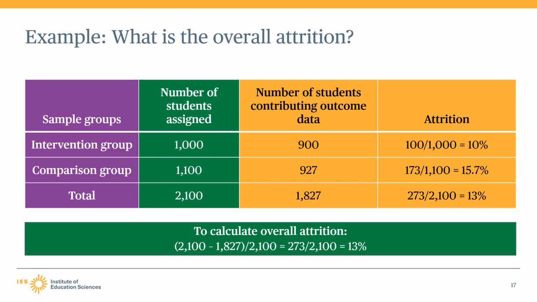So, looking at our example, we know we started with 2,100 randomly assigned students. The researchers observed outcome data for 1,827 students. The difference between these two numbers is 273, meaning the researchers did not observe outcome data for 273 students. The loss of 273 students from the 2,100 randomly assigned students represents attrition. We divide 273 by 2,100 and get 13%. So, 13% is our overall attrition rate.